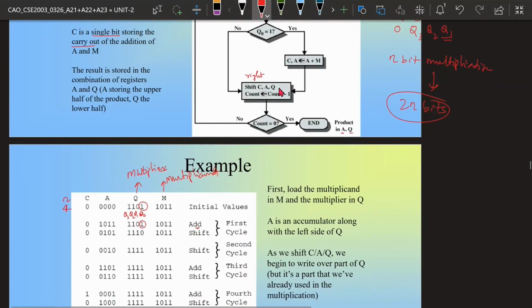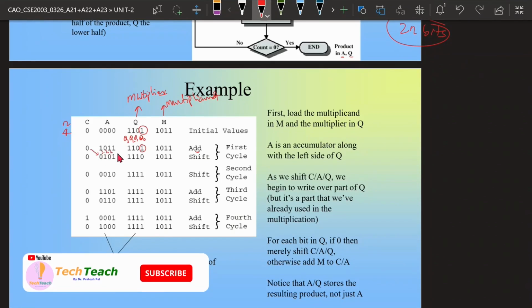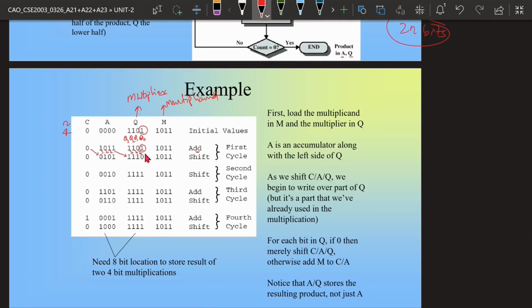Once we have added, we go to the next step, that is shift CAQ. We shift the content of C, A, and Q to the right side. So in the first cycle itself, the second process is the shift. You can see the C content is being shifted into here, this one into here, this one is here, and this one is coming out to be here.